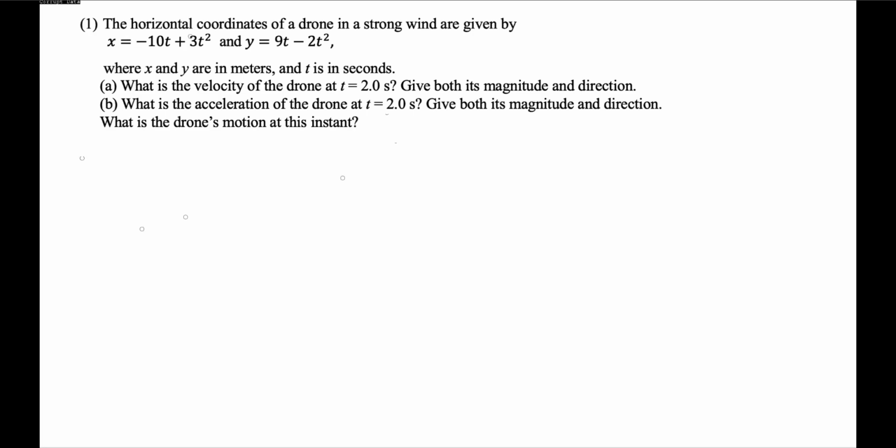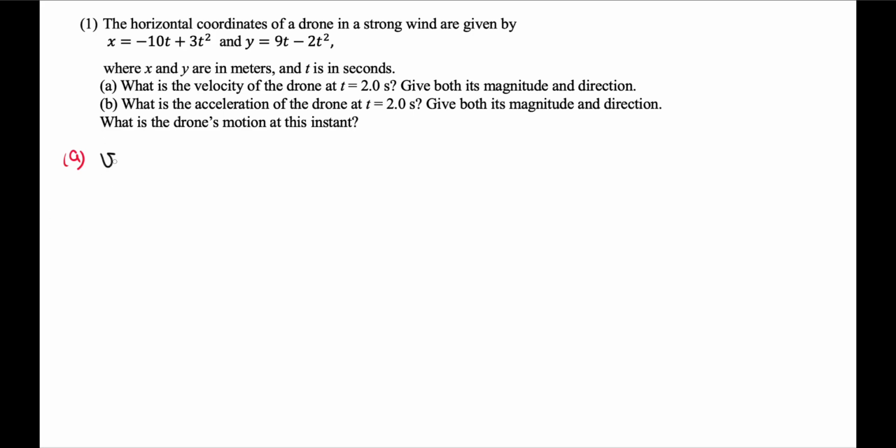Now, since we have x and y's expressions in terms of time t, we can simply plug in t equals 2 seconds into these two expressions, and then we will get the position. We don't actually need that because the question is about the velocity, but you can do that if you plug in t equals 2 seconds. But now let's take the derivative here.